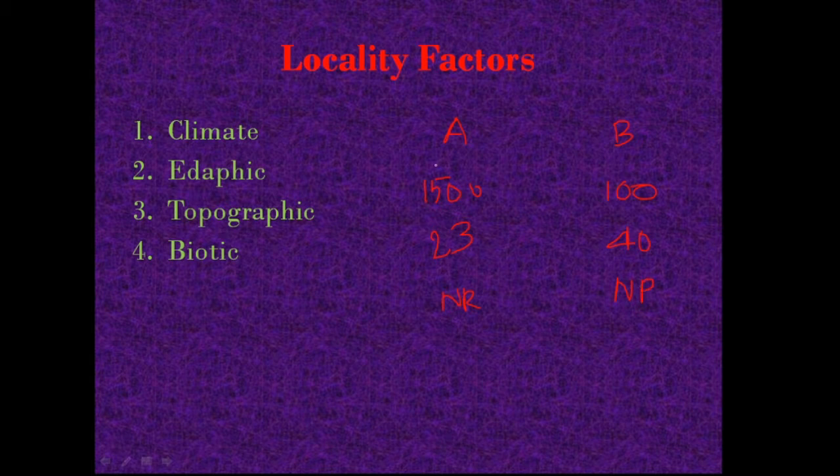So, what do you think? Will the plants in A be the same as the plants in B? Will that be the same plants? Obviously no. So, what made the plants to be different? Because when the climatic, edaphic, topographic and biotic factors vary from one place to another, the vegetation present there also varies, right?